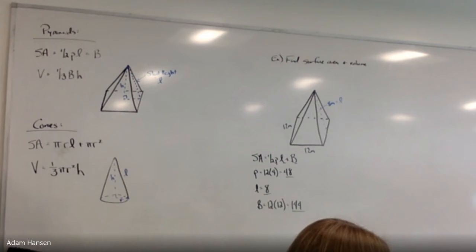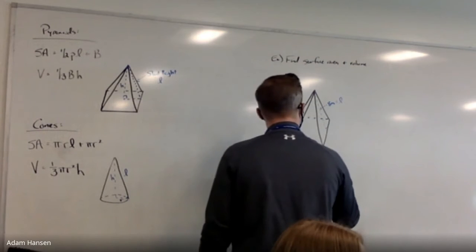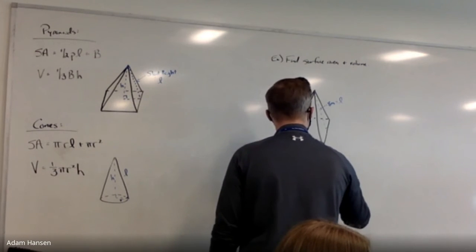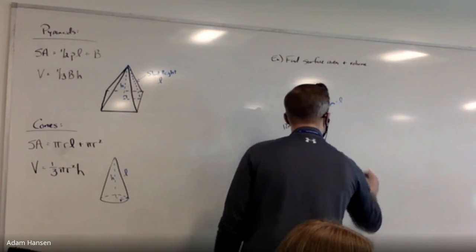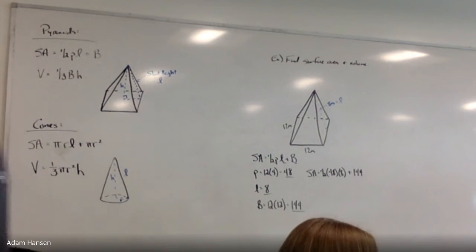Perimeter would be all 4 sides, 12 meters long added together, so that's 48. The slant height would be 8, is given in the figure. And the area of the base is 12 times 12, or 144. Plug and go. Surface area is 1/2 times 48 times 8 plus 144. Add that to your calculator. Tell me what you get.